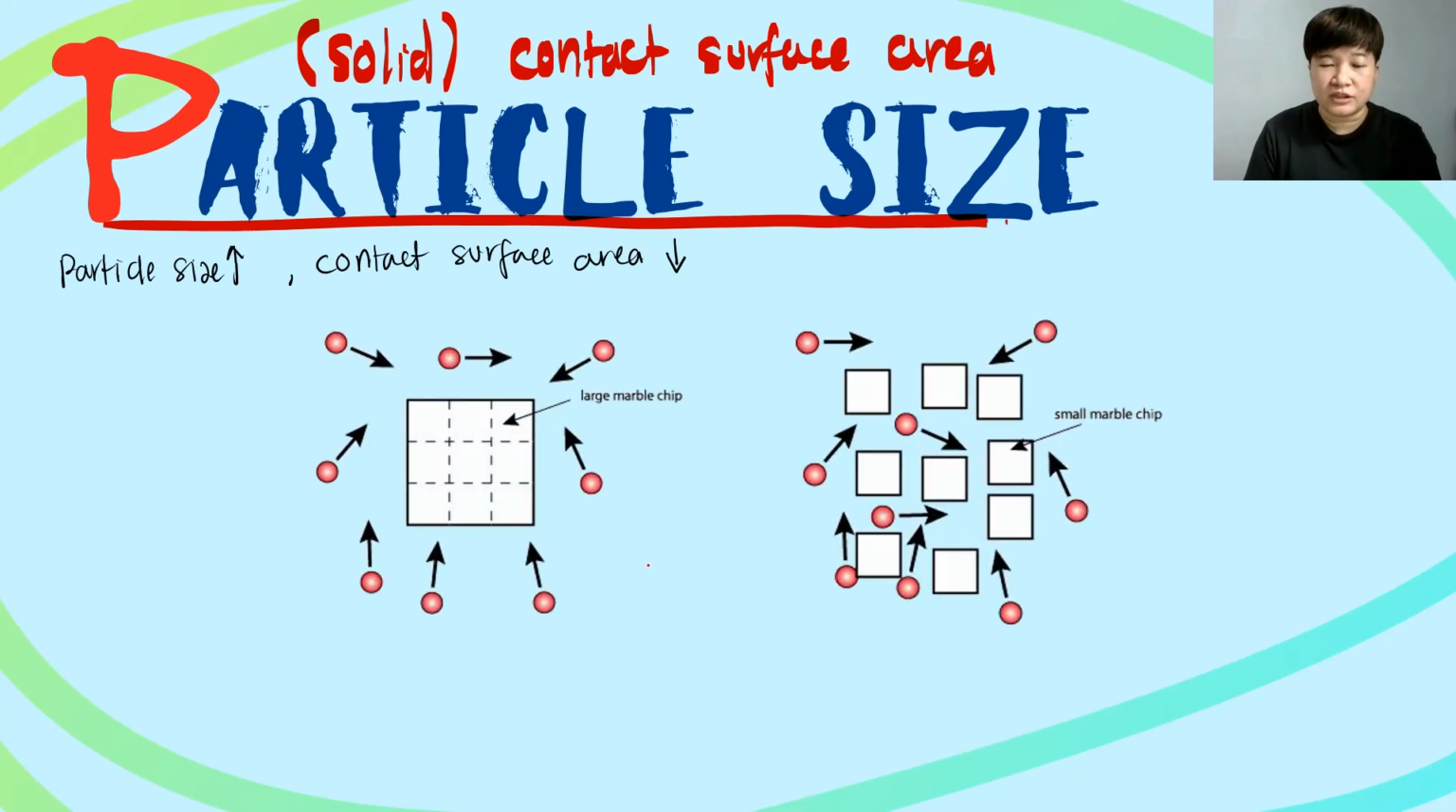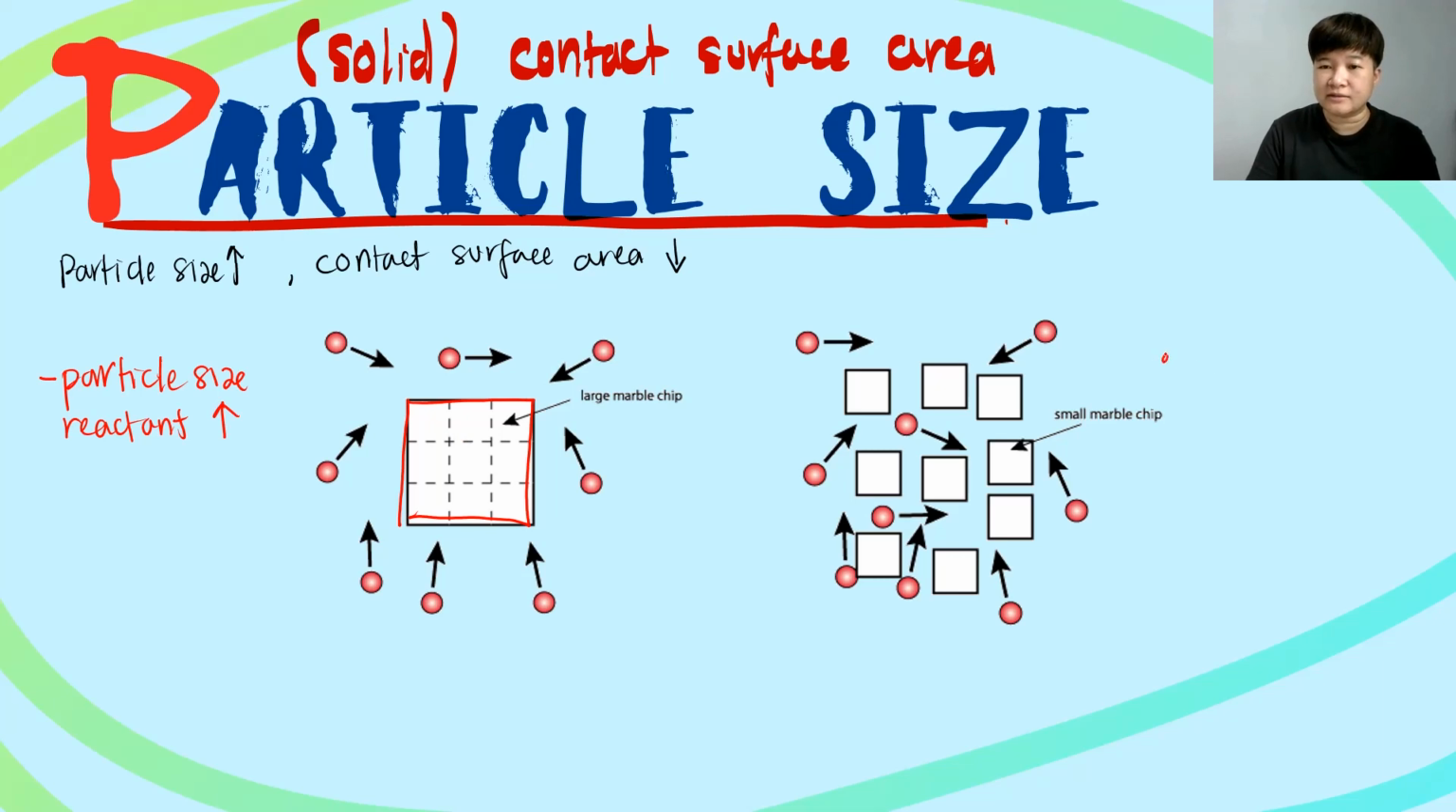I have two conditions over here. One, you have a very large particle size. Can you see? This is my whole solid. One big block of the solid. So the particle size is very big over here. The particle size of who? The particle size of the reactant is very large over here.